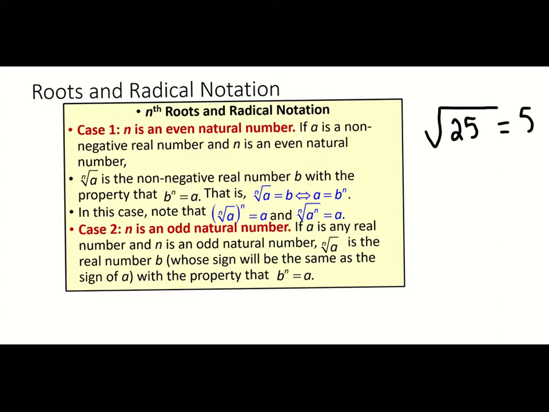Now it could be -5. We're used to seeing this radical. Now it's a square root, and even though we don't see it there, we know that we have a 2 there. Just to review the parts of a radical, this little number right here is called the index. Then you have the radical sign, which is your check mark with a tail. And then this is what we call the radicand.